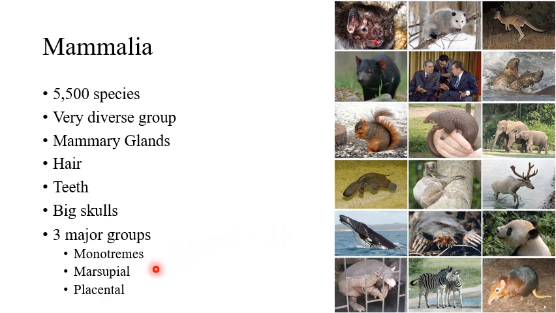Marsupials, kangaroo, and stuff like that are typically found in Australia, and then the vast majority are placental mammals. And placental mammals are the most successful group of organisms. We're going to start moving through the mammals a little bit and start breaking them down.